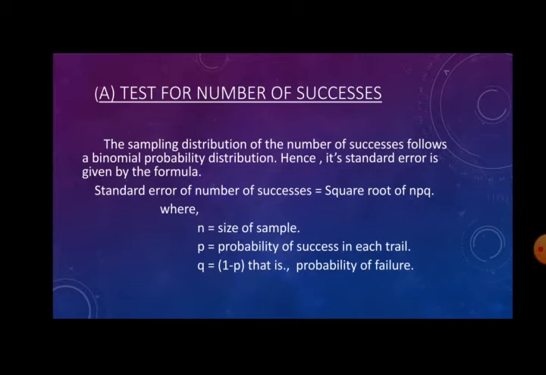As we all know, binomial is 2, that is 2 outcomes are seen at a time and we compare which is okay or which is not okay. The standard error of number of successes can be measured as square root of NPQ, where N stands for the size of the sample, P is the probability of success in each trial, Q will be the probability of failure, and it is measured by 1 minus P.